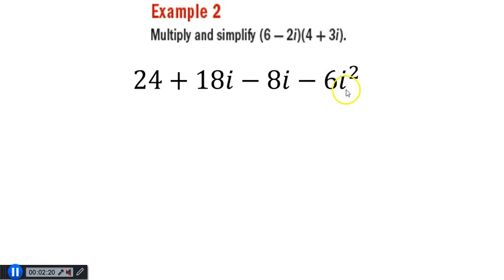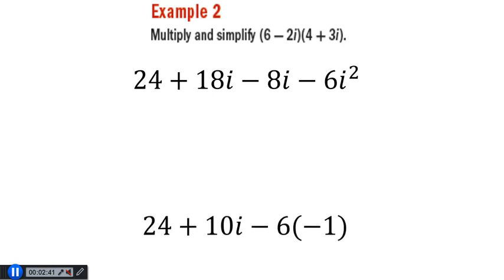And then the negative 6I squared comes from negative 2 times positive 3, and then I times I is I squared. We're just using our basic algebra skills here to simplify this. We're treating I just like a variable, so we can combine these two like terms. Positive 18I minus 8I is going to be 10I.